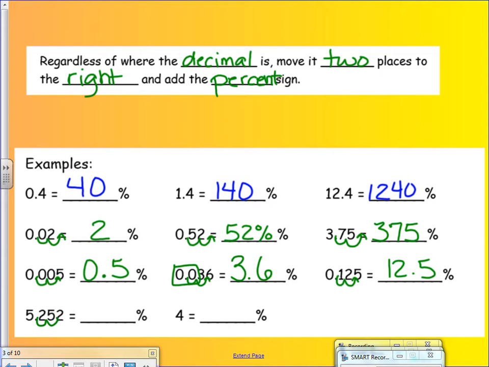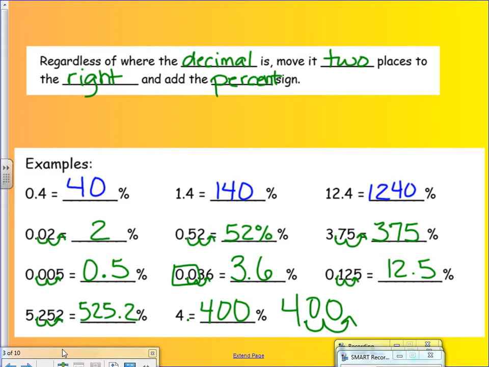I'm going to move it 1, 2 places, and I end up at 525.2%. And then the next one's kind of special. Notice I don't have a decimal in the answer. So where does the decimal go? Does it go before the number? Does it go after the number? Well, what we need to ask ourselves is, what are we talking about here? We're talking about 4 wholes. So to make it wholes, the decimal would have to go after the number. So I'm going to write 4 here, put my decimal, and then I'm going to move it two places. And I'm going to add zeros in those spaces where there's nothing. So it's 400%. So 4 wholes is the same thing as having 400%.